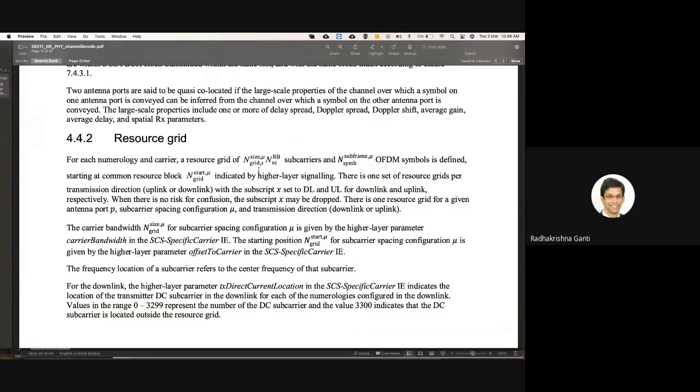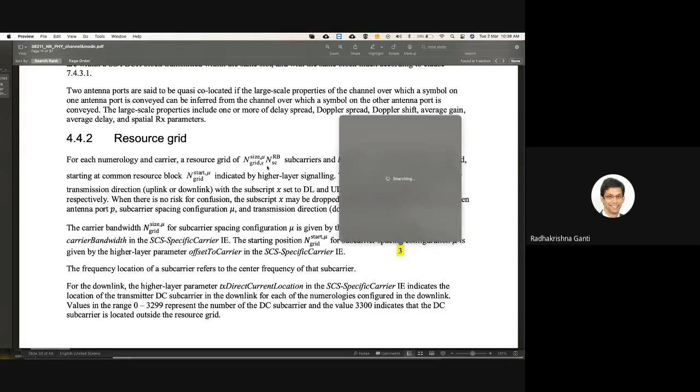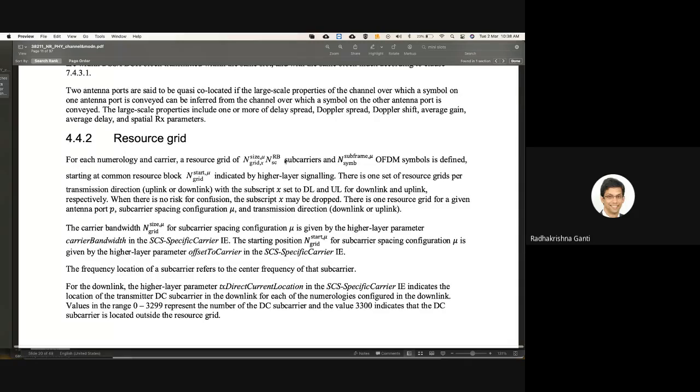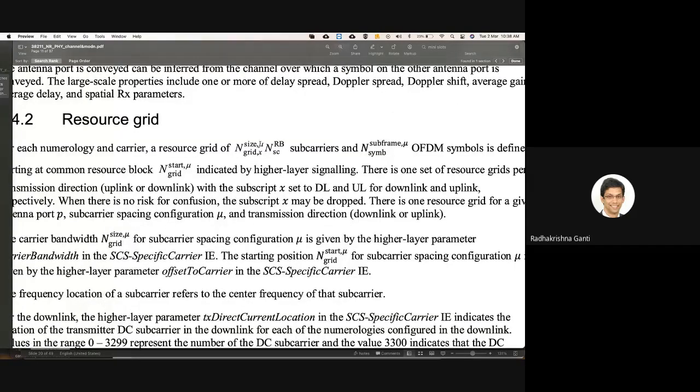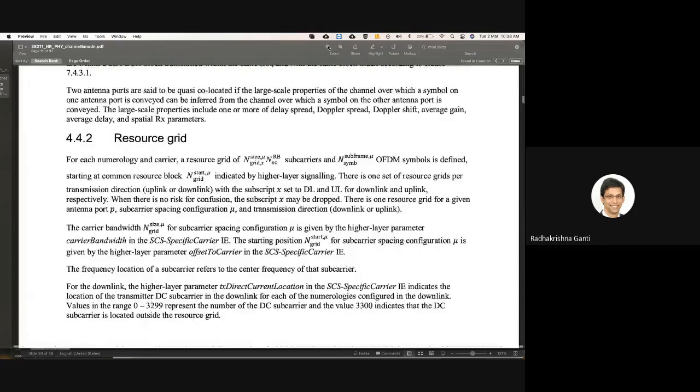Okay, and sometimes they specify uplink, sometimes they specify downlink. If it's clear by context, they just drop this X. There's an X here, right? I don't know if you can see this X. They keep it or drop it depending upon the context. Sometimes it's confusing, sometimes it's very clear what to do.